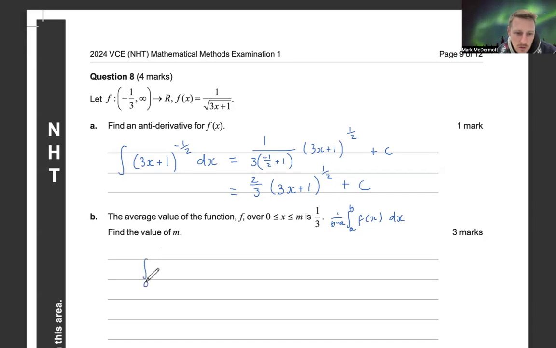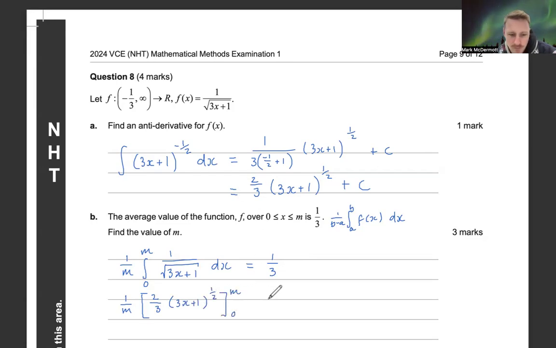Okay, so the integral from 0 to m of f of x is 1 on 3x plus 1 dx, and we know that it's an integral, so we have to do 1 over b minus a, so it's 1 on m out the front, and we know all of that equals 1/3. All right, we know the answer to this though. We just worked that out, right? We know that that's 2/3 3x plus 1 to the 1/2 between 0 and some point m.